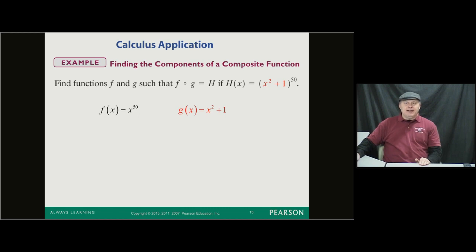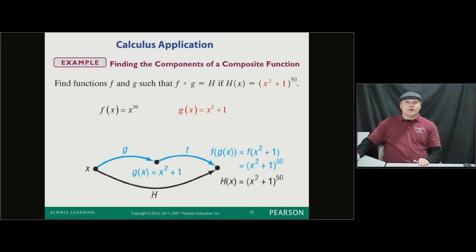So notice if you put x squared plus 1 into f of x, you put x squared plus 1 into x, you'll get (x squared plus 1) to the 50th power, which is exactly what h of x is. So these are your two component functions. Okay? So they're very simple to do. You just have to figure out what's inside and see what you have. And this is what it looks like in a more visual representation.